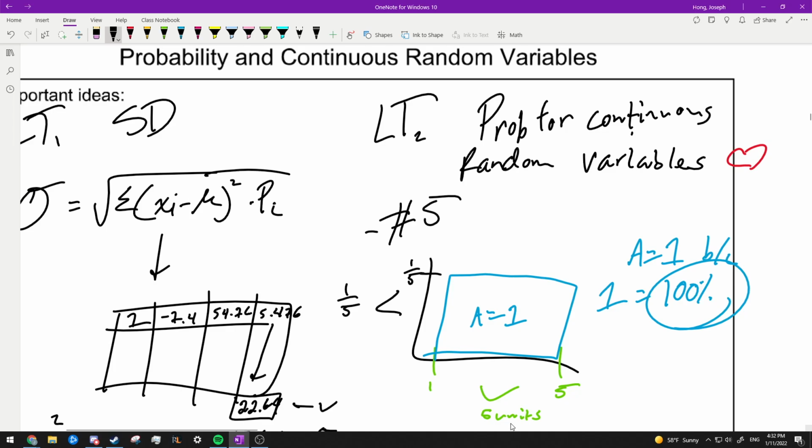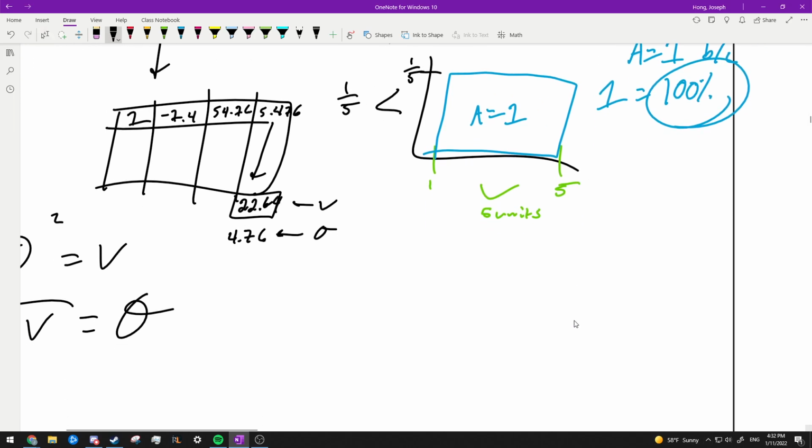I'm going to also say that eventually we're going to have to learn this, so I'll just show you that now. That this is called uniform.